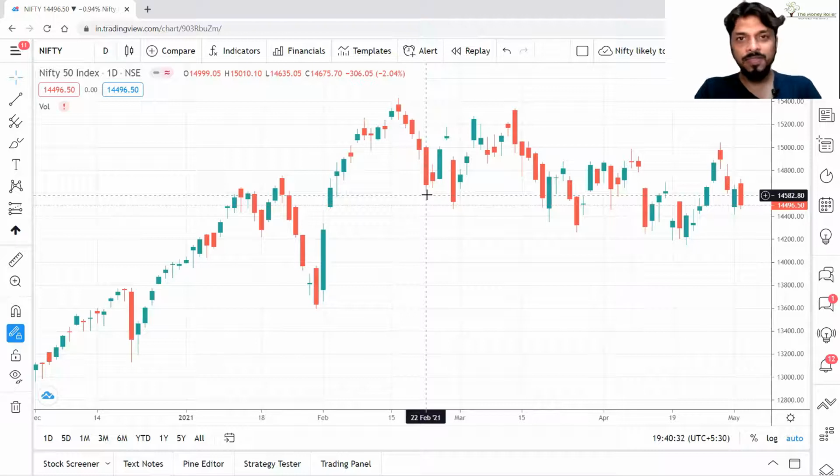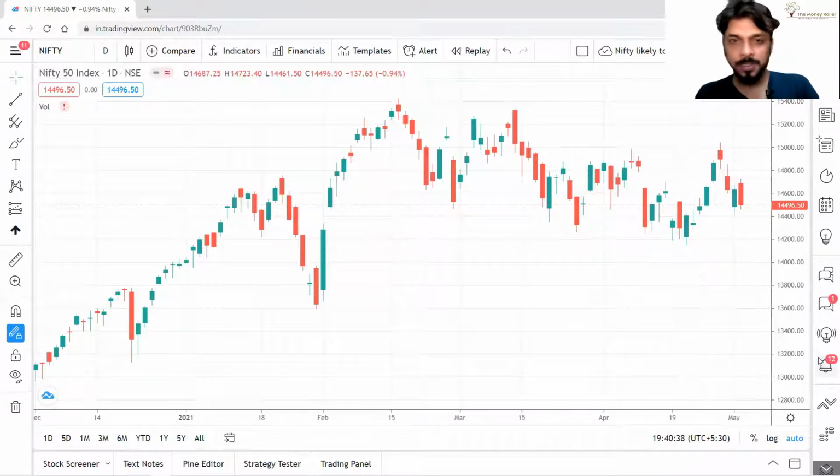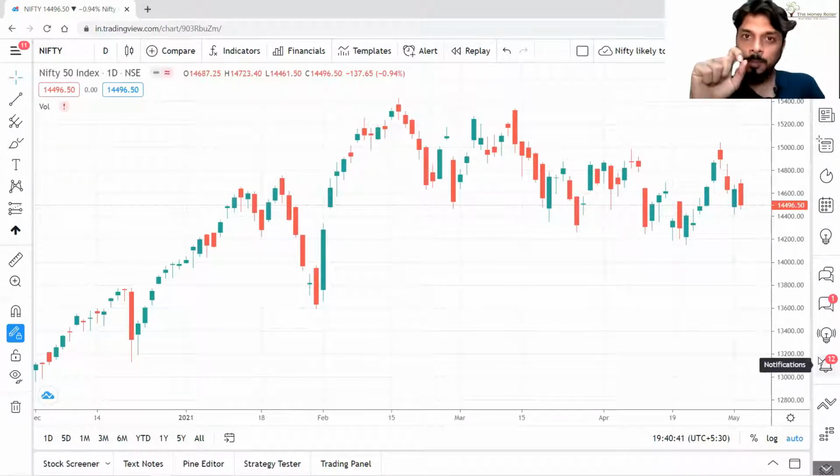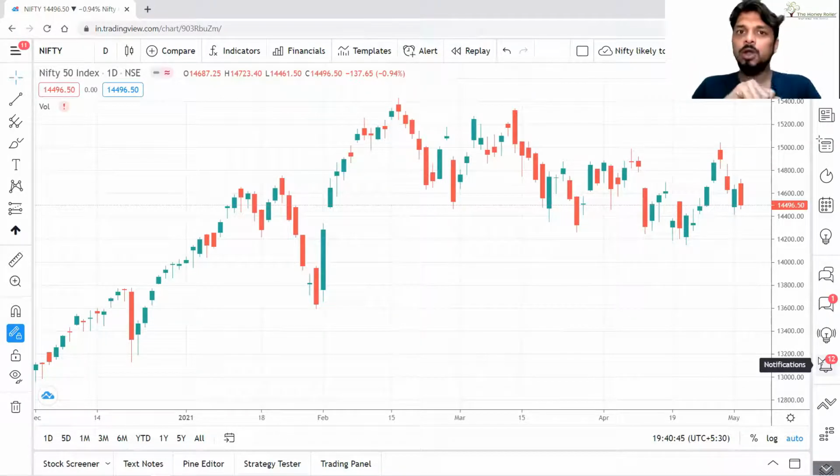Hello everyone. In this session, we will discuss the concept of scaling. Now, scaling of the y-axis to be precise. Believe me guys, this is one of the most important concepts to understand and learn.